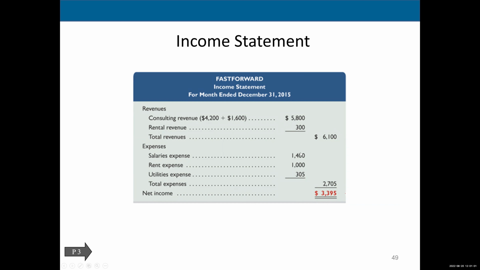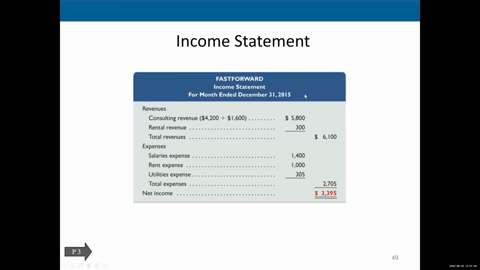And we'll use the inner column for the detail. So it looks like we've got two revenue accounts, right? We add them up and then we go over here for the total revenue. Likewise, in expenses, we use the left column to list all of our expenses. And then we add them up. We have total expenses of $2,705. And what's my net income? Revenues minus expenses equals net income.